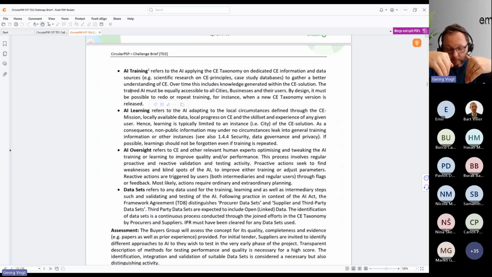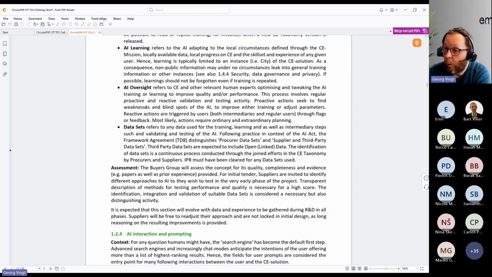Learning for us is looking into an individual city and looking at the data the city has. What the AI learns there is limited within these realms of the city. If the AI learns that it is very good in taking care of recycling, but very bad in taking care of circular procurement, for instance, then this might be true for one city, but it is not true for another city. So, strictly speaking, both is training in IT terms, but to distinguish the two processes, we came up with this AI learning.